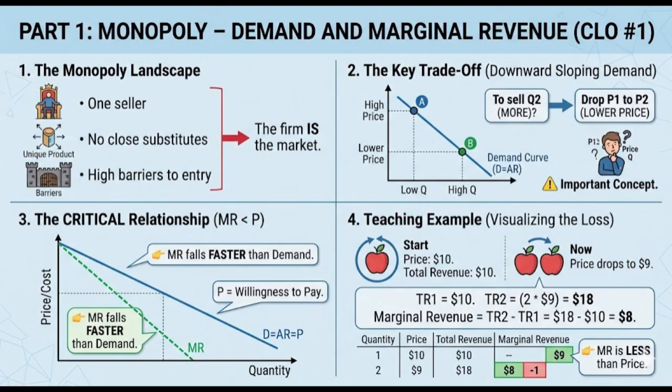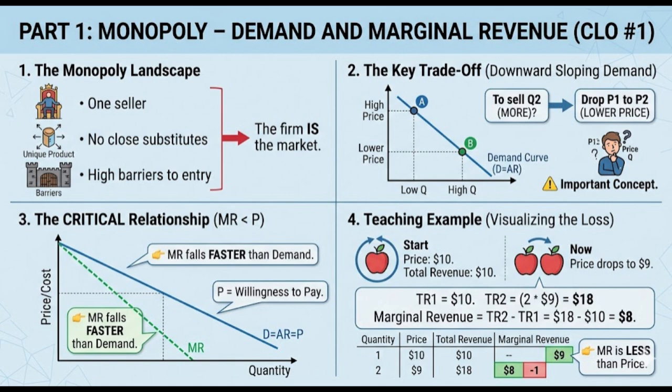Here, let's start with the monopoly. A monopoly has one seller, no close substitutes, high barriers to entry, and it is not easy for new entrants to enter. Now, here is the key idea. For a monopoly, the firm is the market. The firm itself is the market. So, demand curve is equal to market demand.